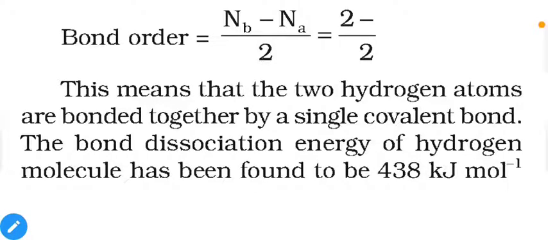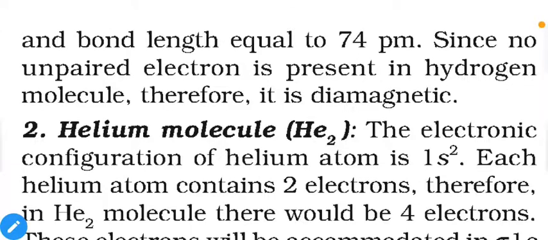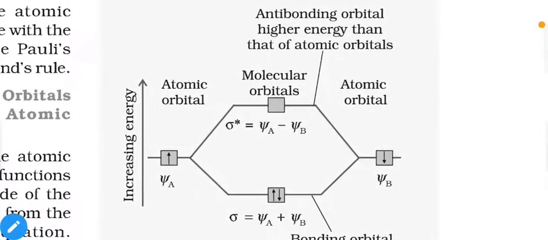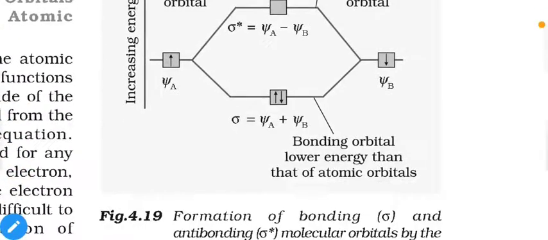The bond dissociation energy of the hydrogen molecule has been found to be 438 kilojoules per mole. That means if you have 1 mole of hydrogen gas, then you need 438 kilojoules of energy to split those molecules. The bond length is 74 and no unpaired electrons are present. That means this molecule will be diamagnetic. It will feel repulsion in an external magnetic field. You can draw a diagram of hydrogen like this, the same as we discussed.